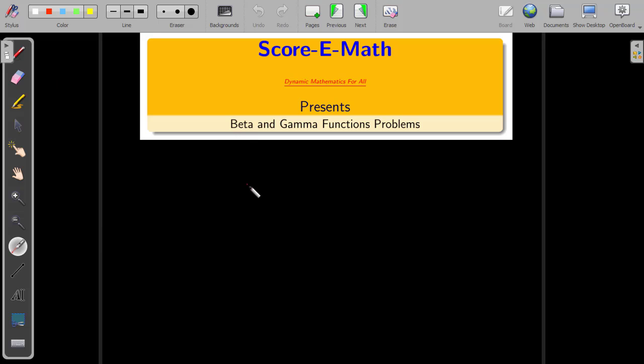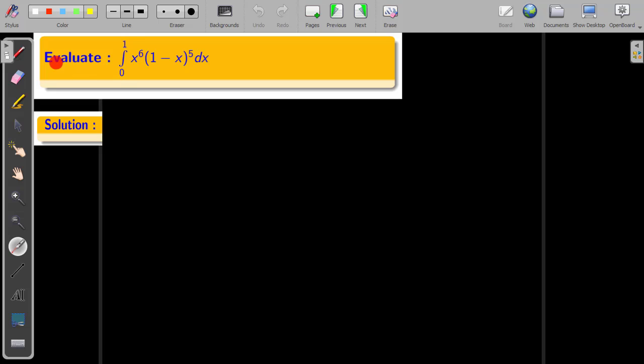In today's class, we'll discuss beta and gamma function problems. Let's get started. This is the question. Evaluate the definite integral from 0 to 1 of x to the power of 6 times (1 minus x) to the power 5 dx. We are going to evaluate this definite integral with the help of the beta function. Okay, so let's start the solution.